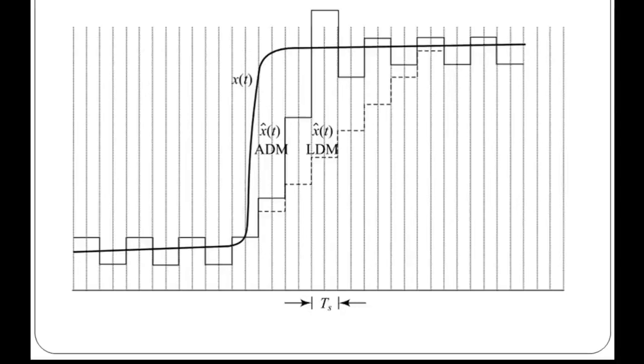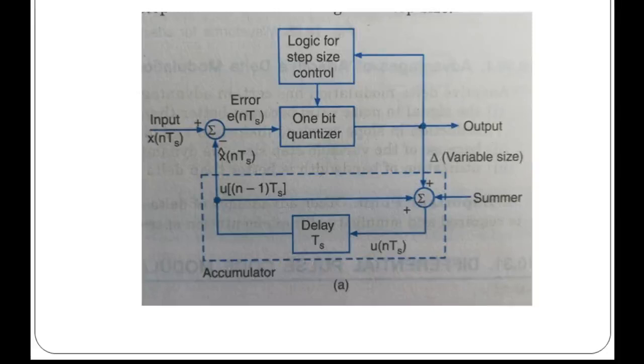Now we have already seen, to overcome these two types of distortion, a large step size is required to accommodate the wide dynamic range of the input signal, or to remove the slope overload distortion, and small steps are required to reduce the granular noise. So an adaptive delta modulator will be used. This is the transmitter of adaptive delta modulation, which will be the same as the earlier one, except that only one thing is added here.